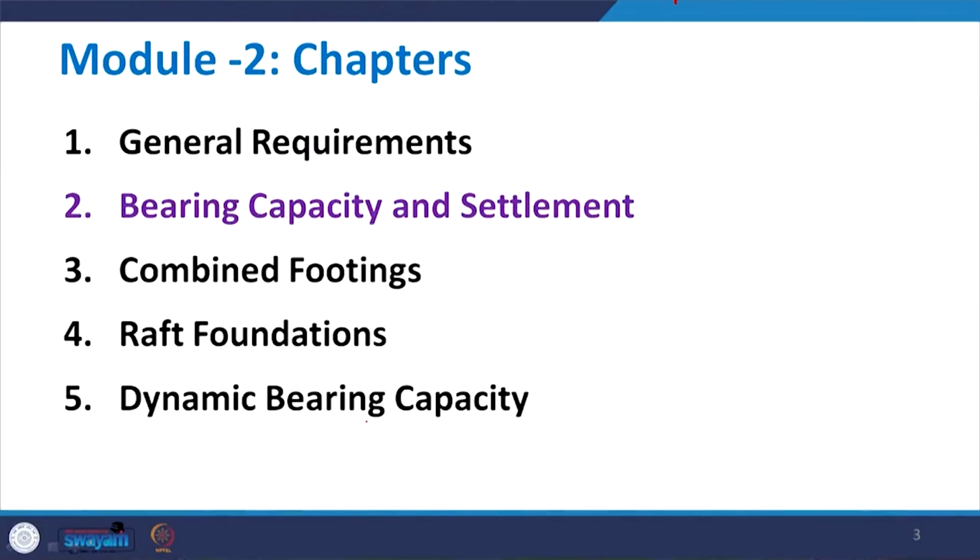Now, bearing capacity and settlement is completed. So, now in the next lecture we will talk about combined footings.